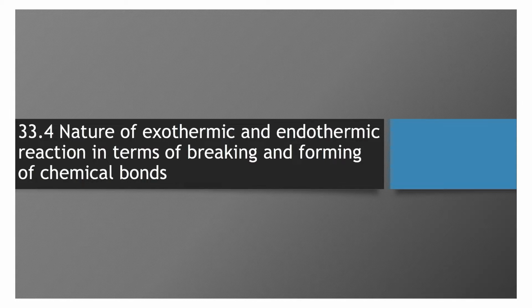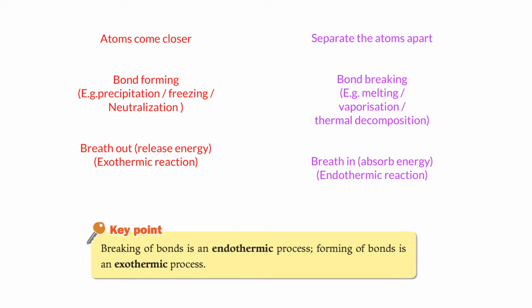In this video we're going to look from the perspective of breaking and forming of bonds to know why reactions can be exothermic or endothermic. Last video we talked about when atoms come close together to form a bond, energy will be released in the process, and that will be an exothermic process. And when atoms are separated apart, you're going to break bonds, and in the process you require energy to overcome the attractions. Therefore that will be an endothermic process. So that is the basic concept for this video.